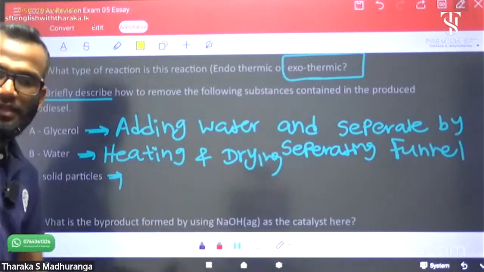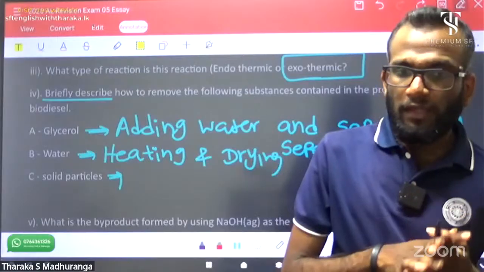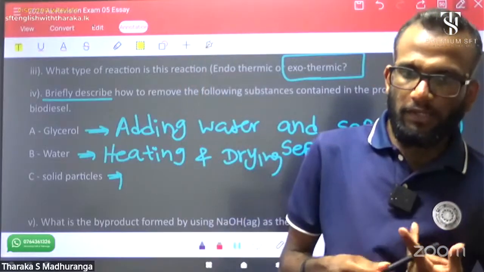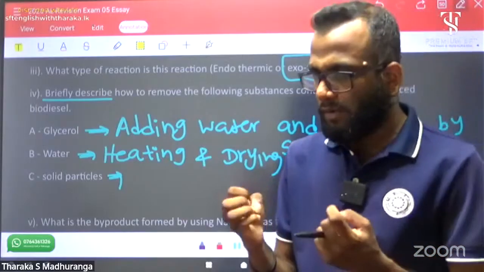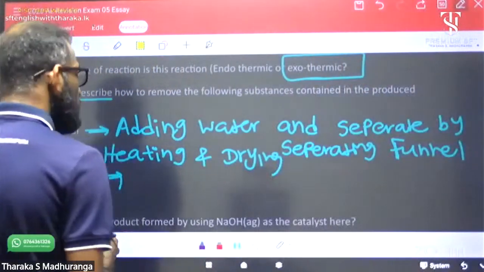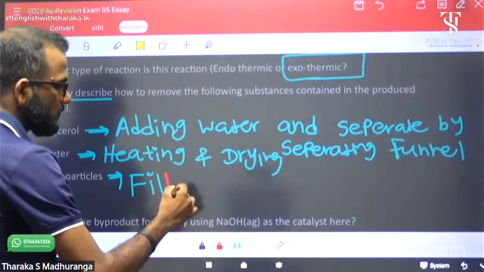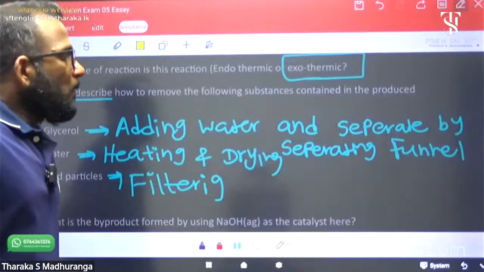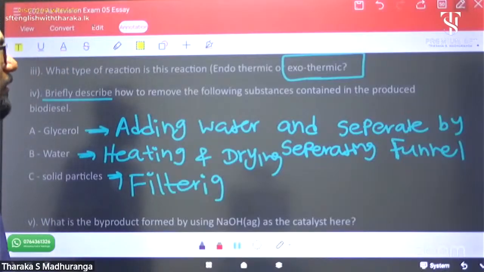This drying and heating process needs to be done under very careful conditions. Why? If we heat to high temperature, what happens? The biodiesel also evaporates. The product will be evaporated. Therefore we have to heat at low temperature. Solid particles, filtering by filter papers. Okay, they are the methods.